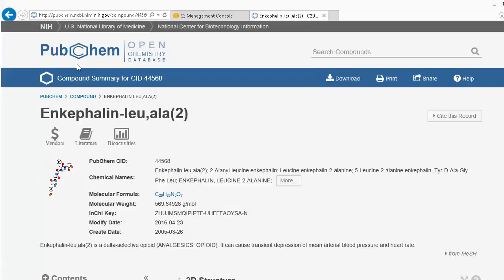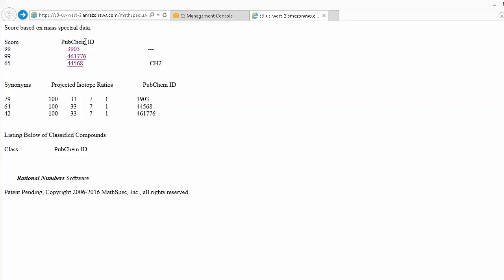This compound is leucine enkephalin, where the second amino acid, the glycine, has been replaced with an alanine. The minus CH2 here, minus a methylene, means that this compound minus a methylene would look a lot like the unknown compound we're trying to identify. So it's similar in structure to leucine enkephalin.